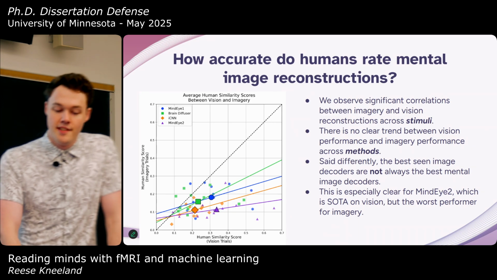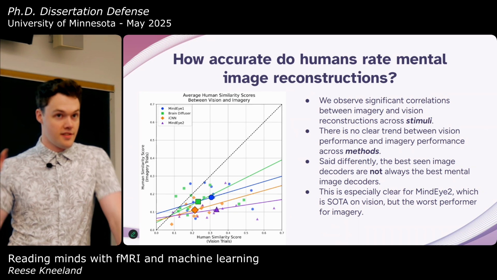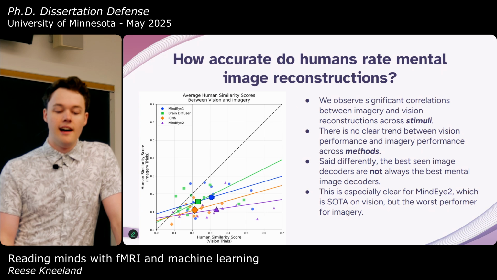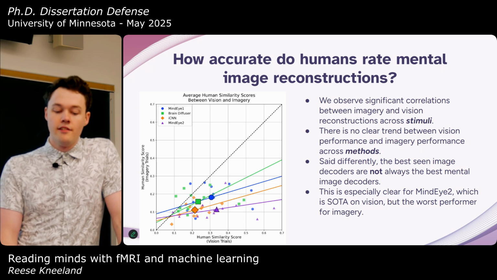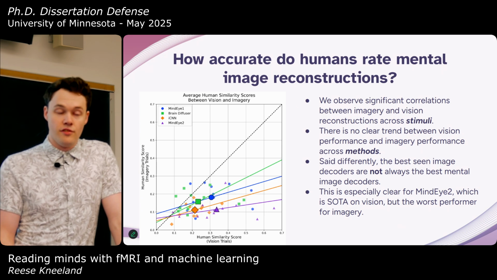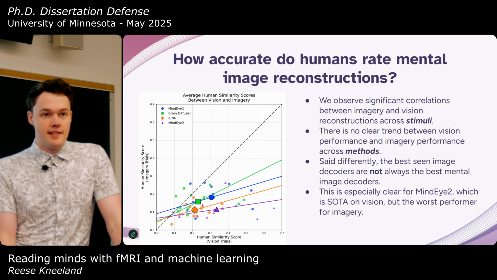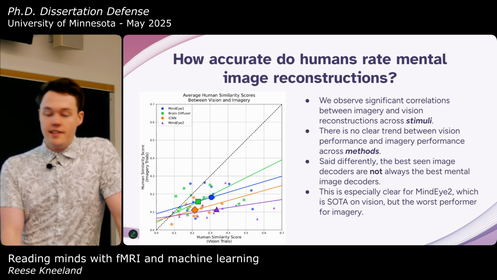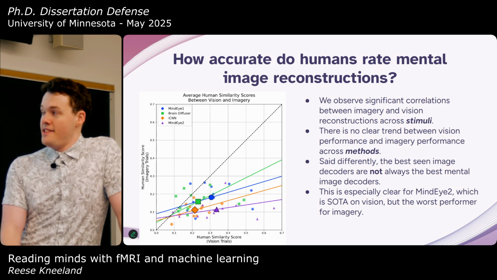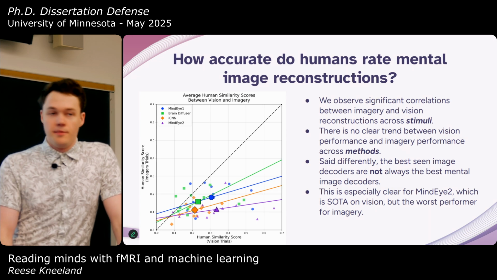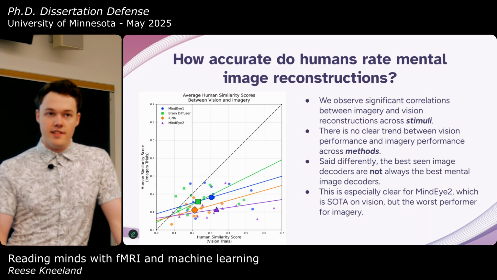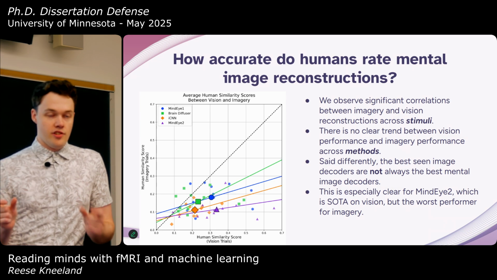Now, to examine the results of this experiment, we can plot the average similarity score. The x-axis of this plot represents the similarity scores for the vision reconstructions, while the y-axis is the scores for imagery. All of the dots here are different reconstruction methods, and the larger dots with the bolded points are the average, and the smaller ones are the individual sample reconstructions.